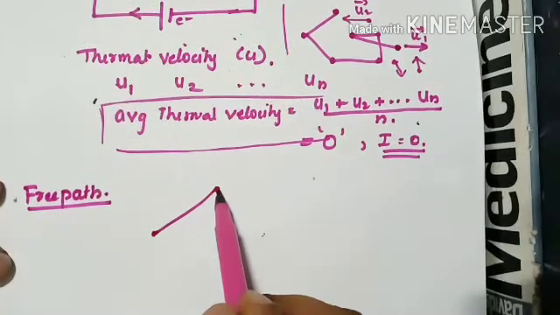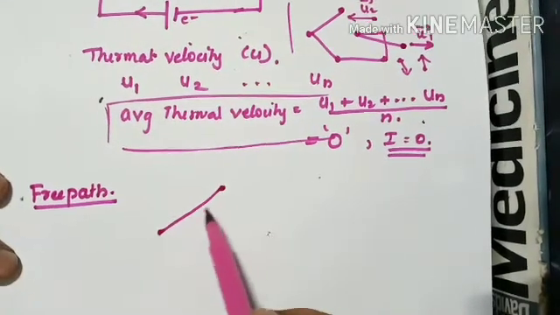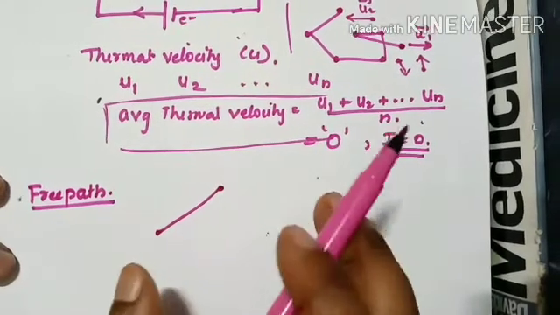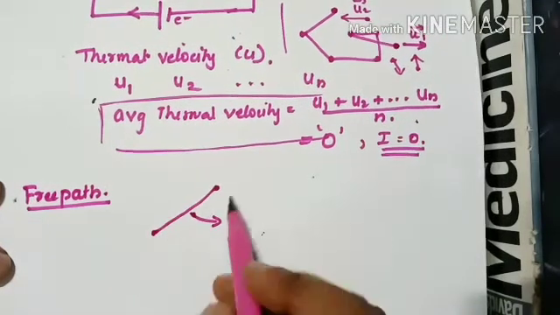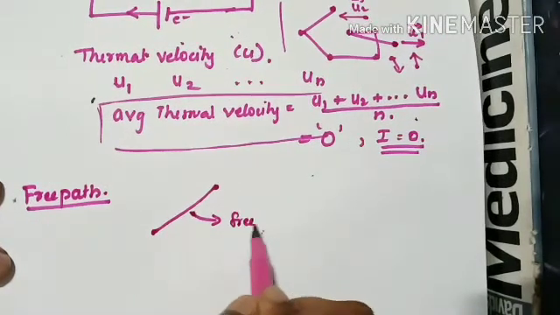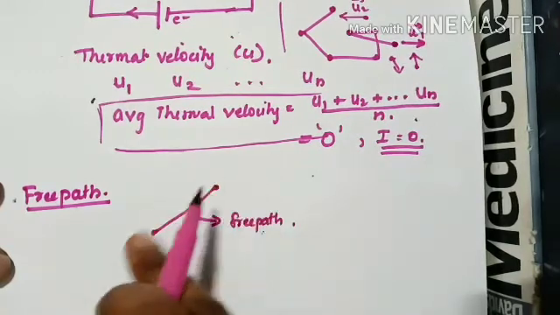It is undergoing collision here, then undergoing collision at the next point. So in between these points, it is free, and that means this distance between two successive collisions is known as free path. What is free path? Distance between two successive collisions.